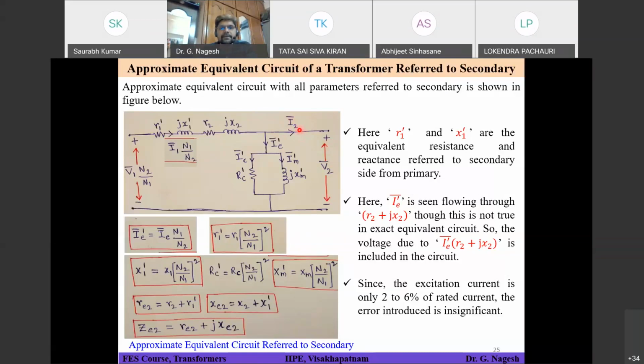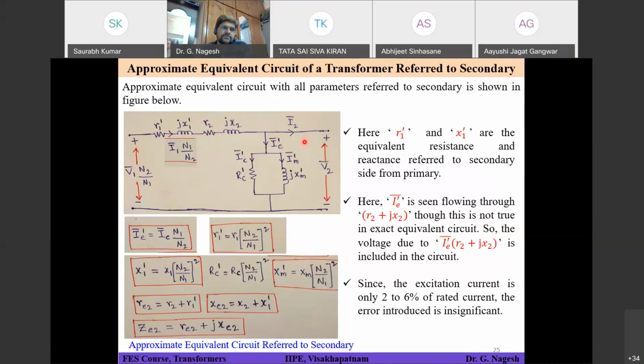Okay, kVA is the product of voltage and current. So 100 kVA divided by 230 volts, that will be the current. Got it? So what will be that current approximately? 100 into 1000 divided by 230 is 434.78. Okay, so approximately something like 430 amperes.